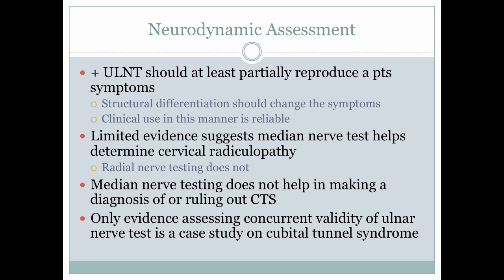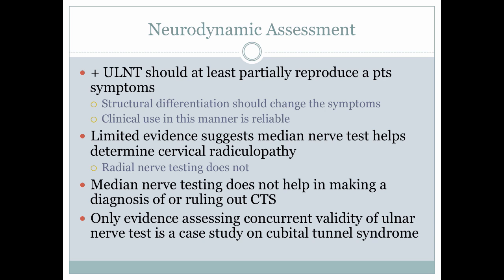There's limited evidence suggesting that the median nerve test helps determine cervical radiculopathy, and again, that's probably why it's used in that test item cluster that Wainner developed. Radial nerve testing does not, though. So if we are trying to rule in, rule out cervical radiculopathy, median nerve testing can help us, but radial nerve testing does not.